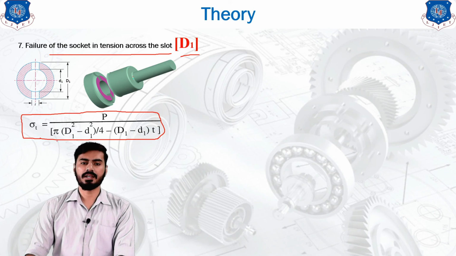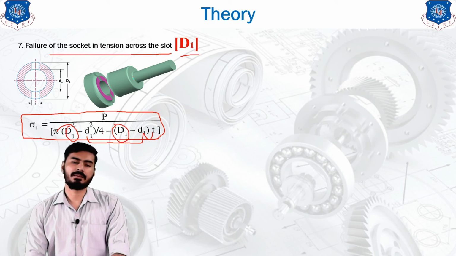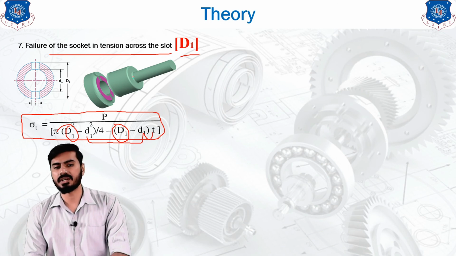Using this equation, as you can see, we know the value of d1 and t, then the only unknown in this equation will be d1. So using this equation, we can easily calculate the dimension d1.